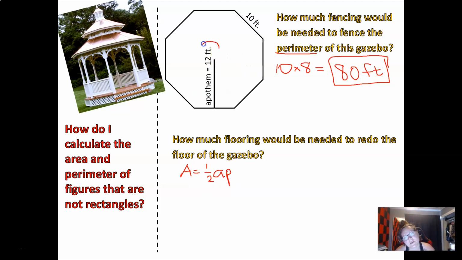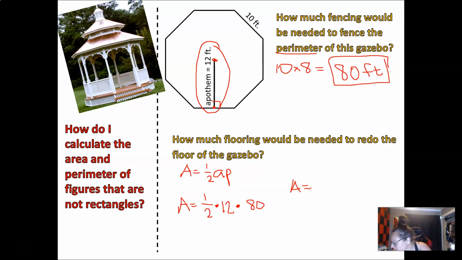Okay, so remember I told you guys I'd show you a picture. So that's it. It goes from the center to the side and it's perpendicular. It creates a right angle right there. Okay, so the apothem is 12 feet. So I plug that in. Area equals 1/2 of 12 times 80, because the perimeter we just found to be 80. Okay, so the area of the gazebo floor is 480 square feet.